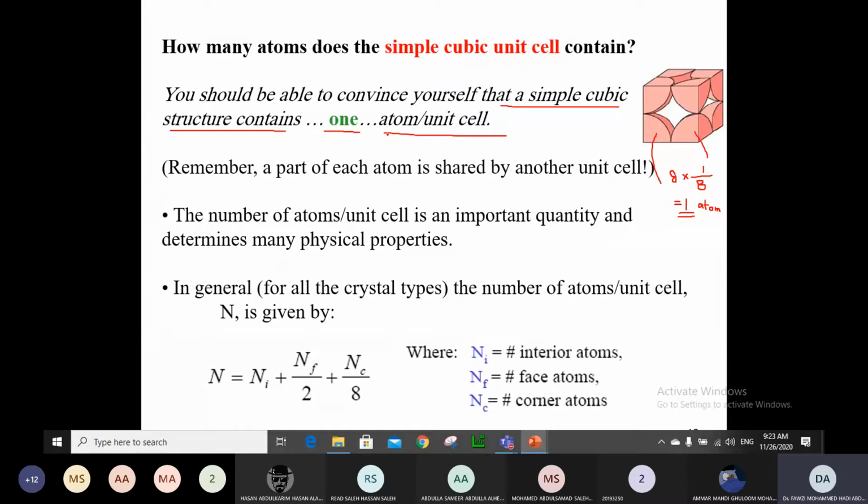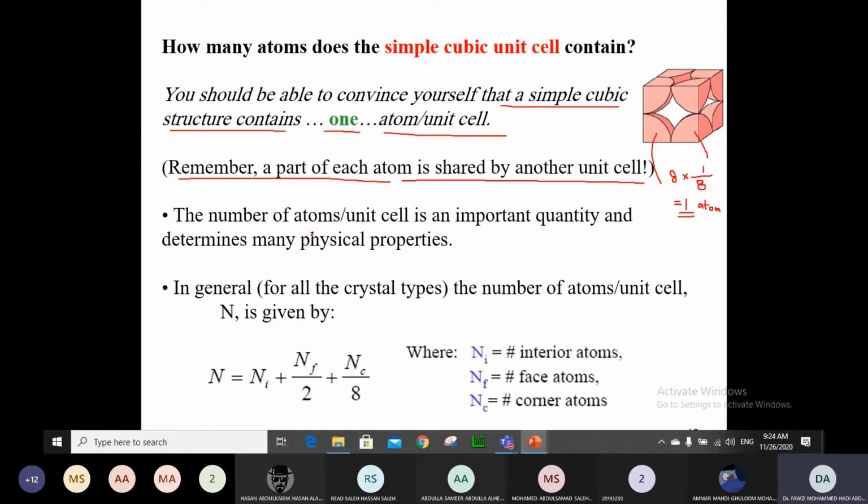This is an important number which we will use in many physical properties. One of the physical properties that we will be using is the atomic packing factor, the APF. To determine that, we need this number. So you need to remember that a part of each atom is shared by other unit cells. This atom is being shared by another 8 unit cells in the lattice, and that's why each one consists of 1/8 of an atom.